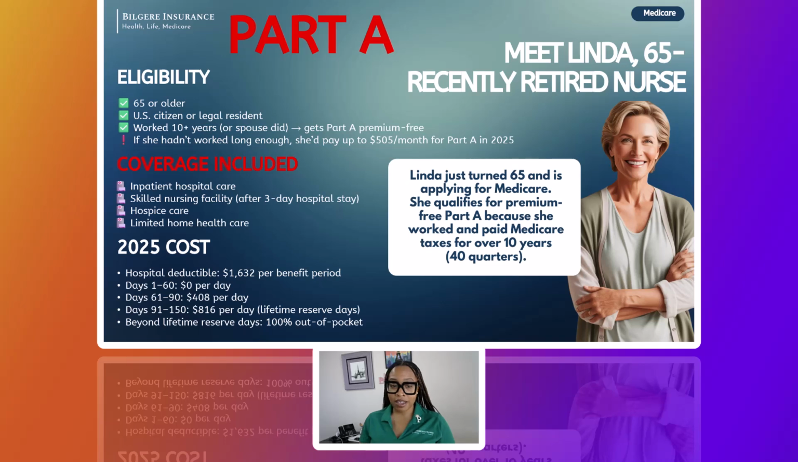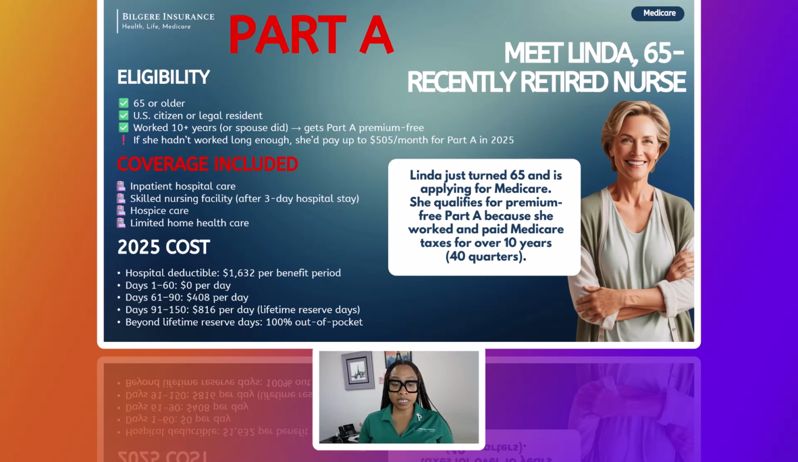In 2025 this year, because our prices change every year, our hospital deductible, so think of every time you're admitted to the hospital. Some of us, that may be a pretty regular thing. Others, that might not be so often. It's very important to think about that when we're making our Medicare choices. So, our hospital deductible is $1,632 per benefit period, which means per hospital stay.